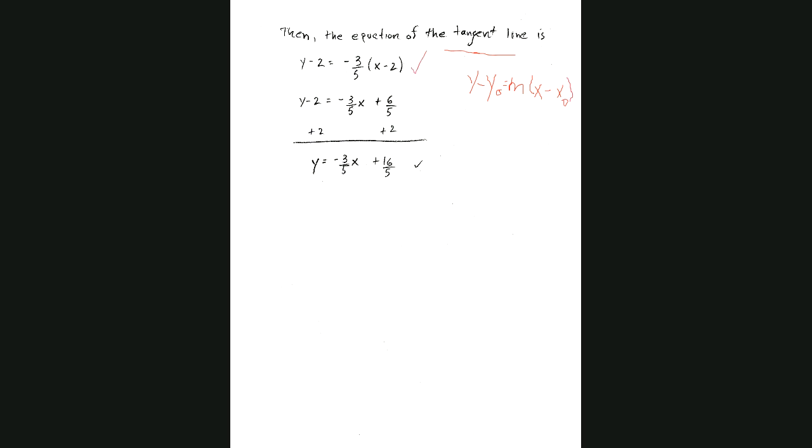The slope is -3/5, and the point is (2, 2) that the line passes through. This is just basic algebra. And in the end, the equation of that tangent line is going to be y equals -3/5 x plus 16/5.